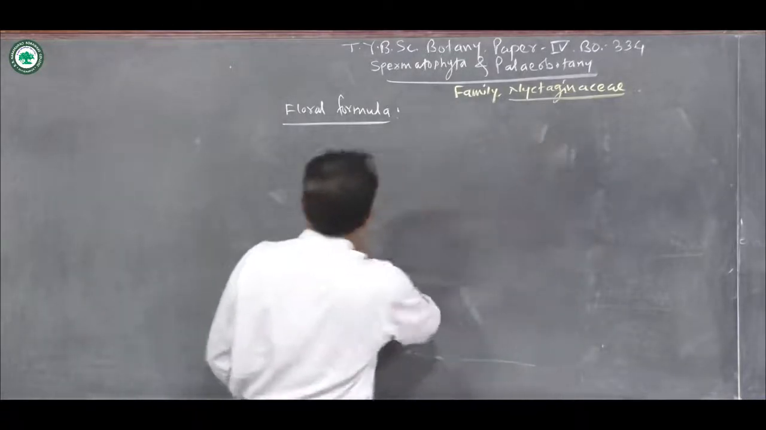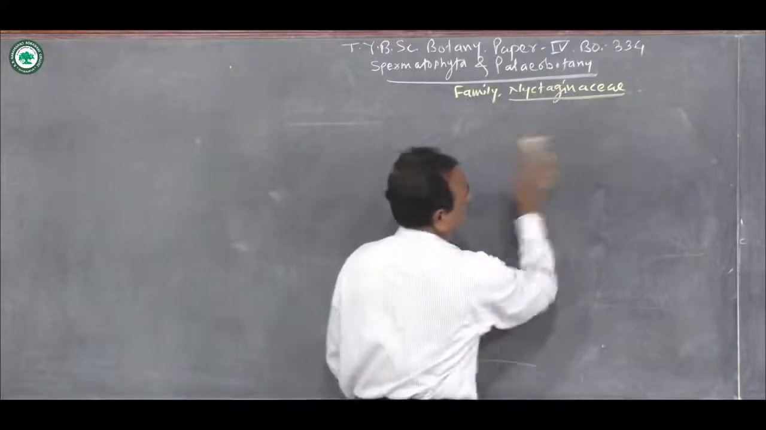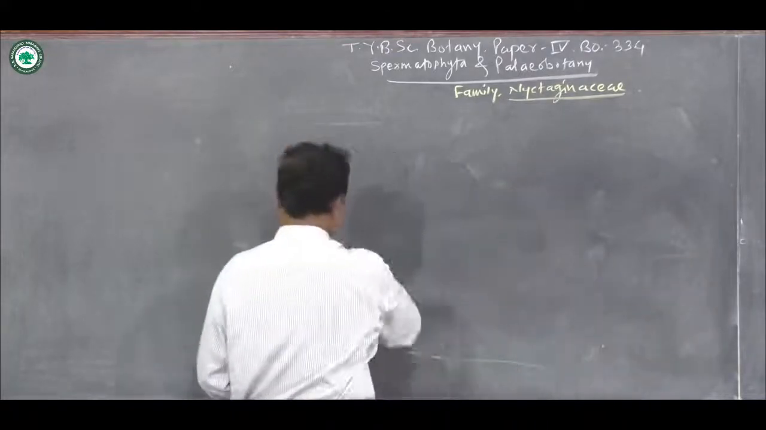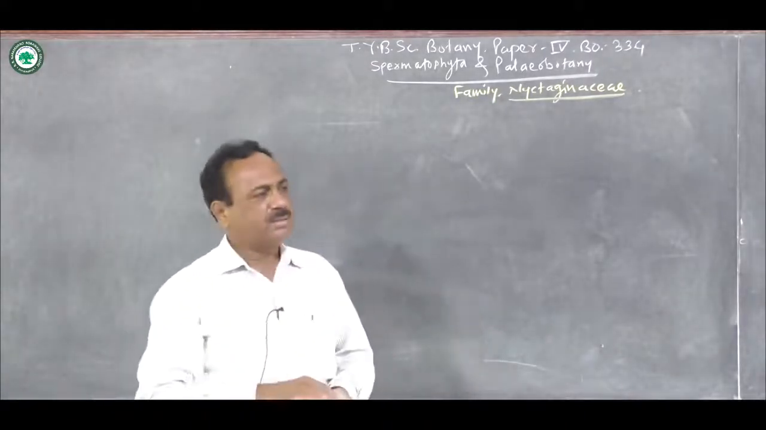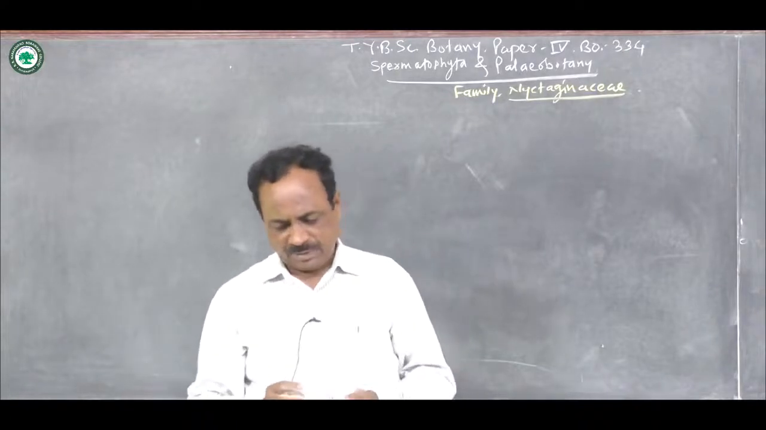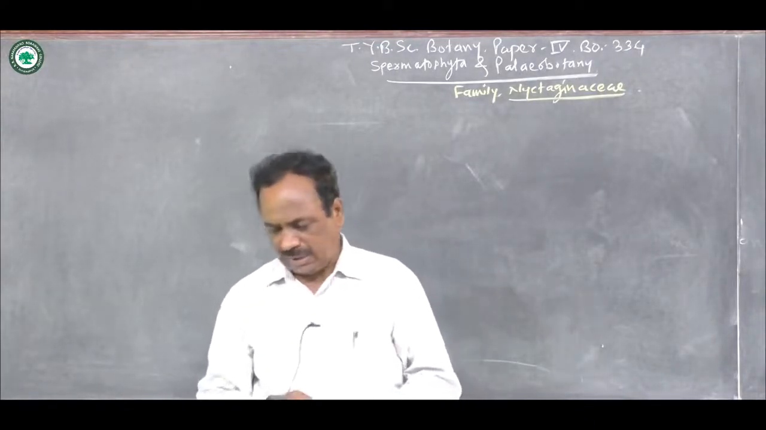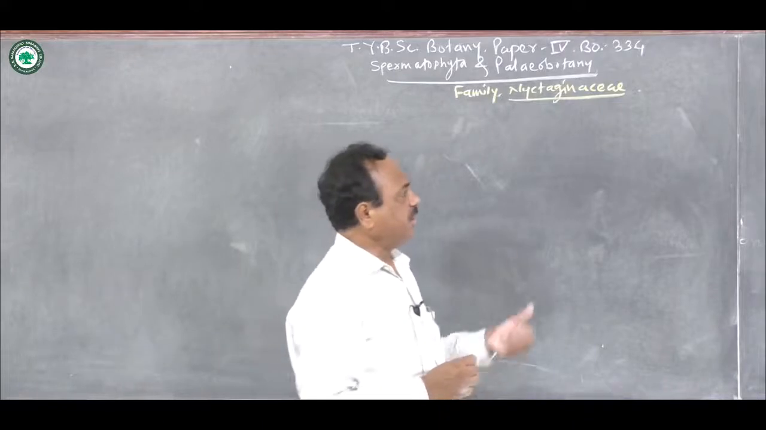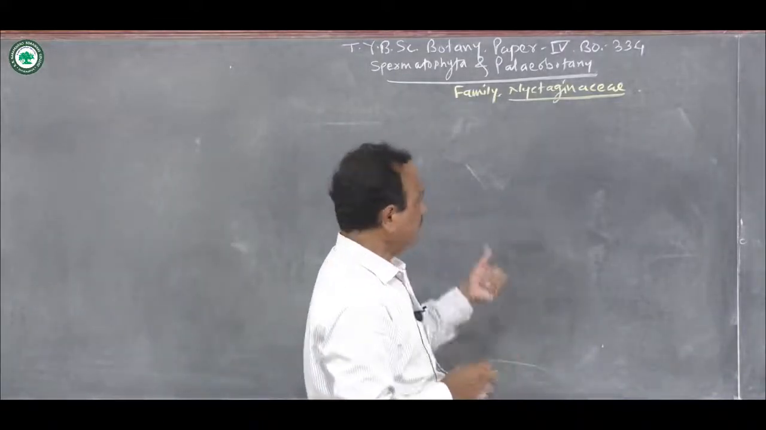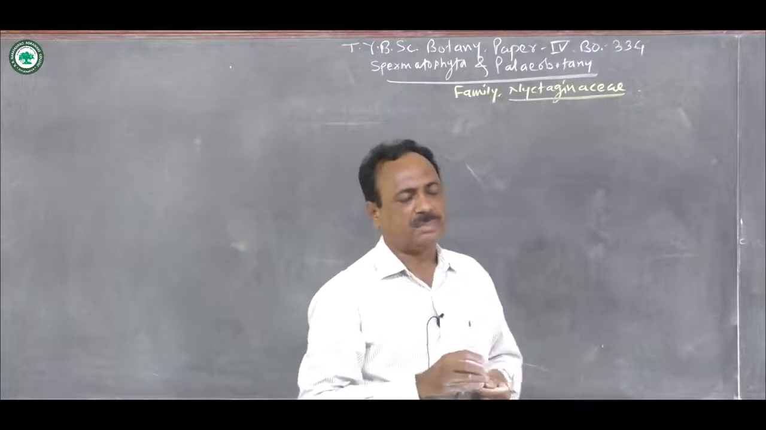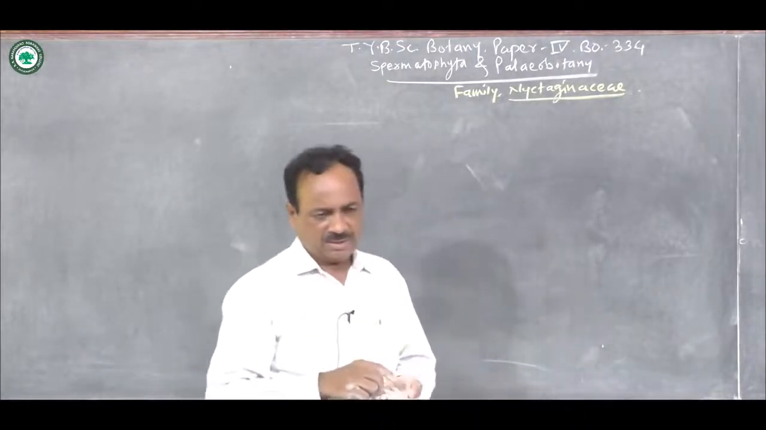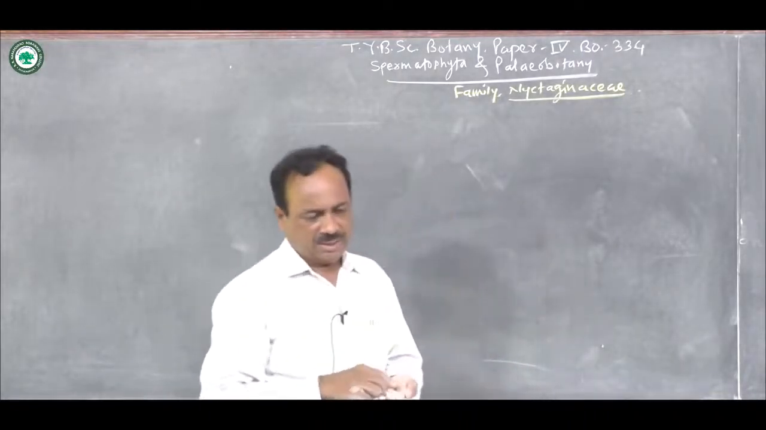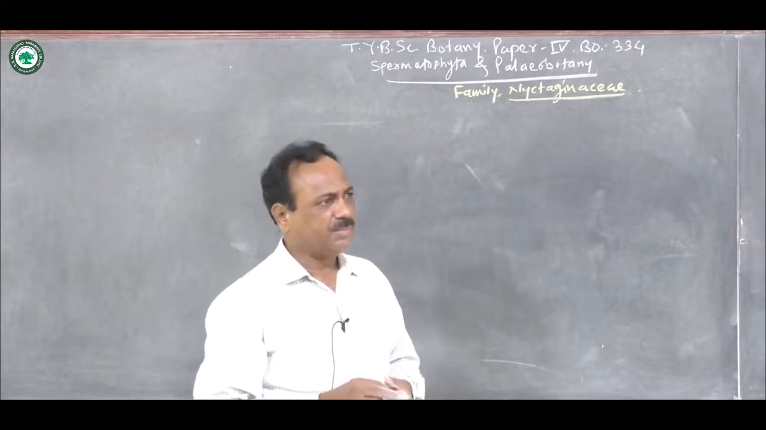Now let us see the distinguishing characters of the family. If we see the plants of the family Nyctaginaceae, they show swollen nodes. The stem becomes swollen at the nodal region. So this is the first distinguishing character of the family, that is, stem with swollen nodes. If we see the leaves, they are generally opposite and exstipulate.